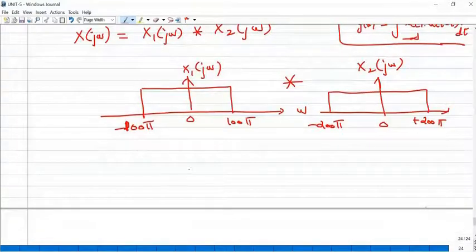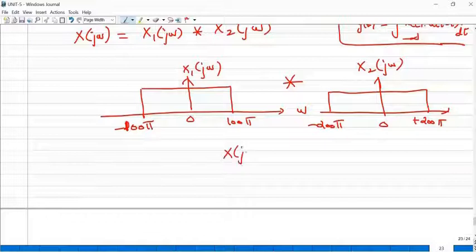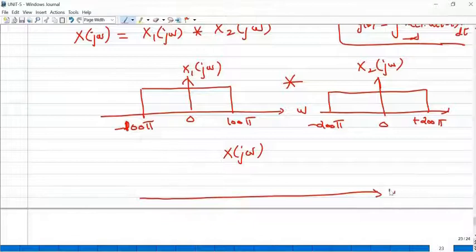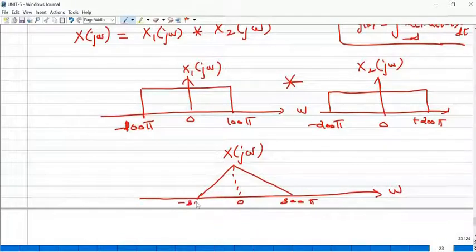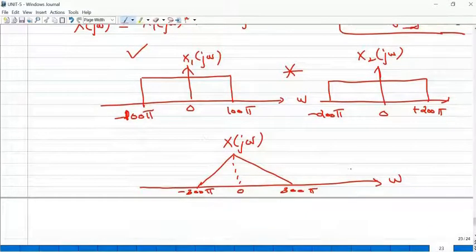If we perform convolution between these two rectangular pulses, your x of j omega becomes a triangular signal from minus 300 pi to 300 pi. Just remember, this is one rectangular pulse from minus 100 to 100 pi, and this is another rectangular pulse from minus 200 to 200 pi. If you perform convolution in continuous time, you get a support from minus 300 pi to 300 pi.